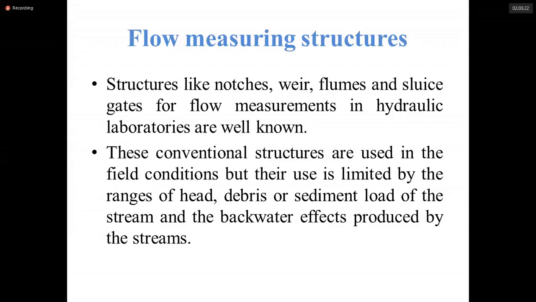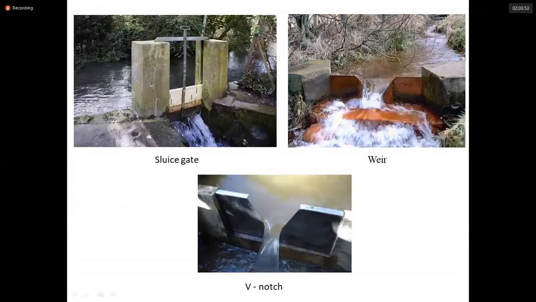So what are flow measuring structures? Structures like notches, weirs, flumes and sluice gates for flow measurements in hydraulic laboratories are well known. These conventional structures are used in field conditions, but their use is limited by the ranges of head, debris or sediment load of the stream, and the backwater effect produced by the sea. Here you can see this is the sluice gate, this is the weir, and this is the V-notch.